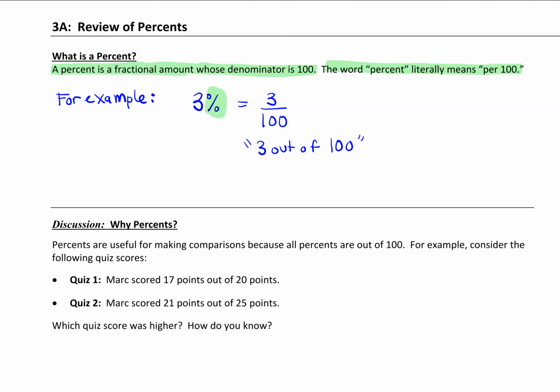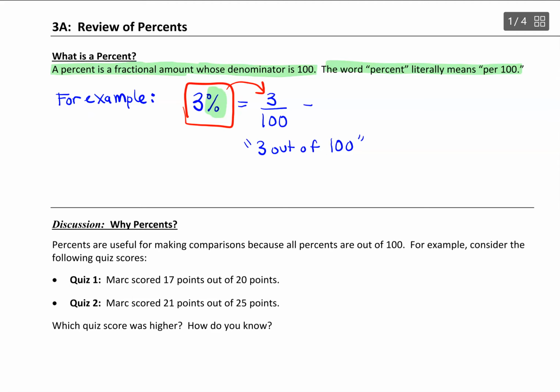So if we read, I don't know, 3% of adults like anchovies on their pizza, that means if I got a group of 100 adults, 3 adults out of those 100 adults would like anchovies. 3 out of 100.